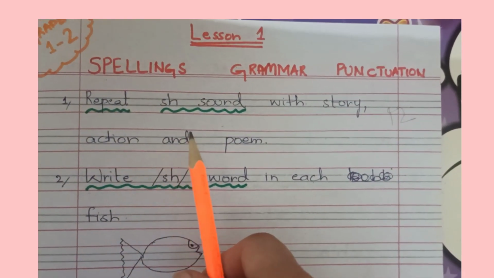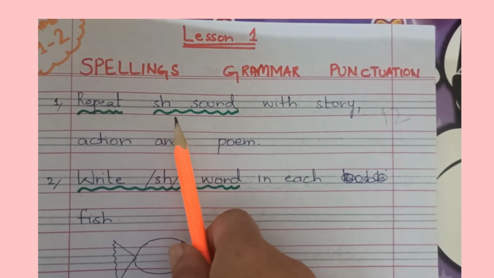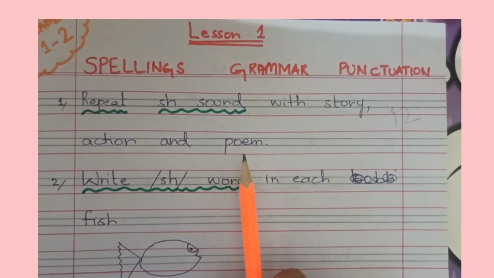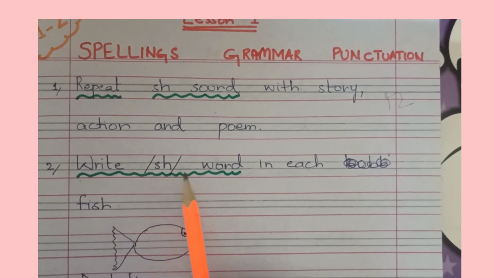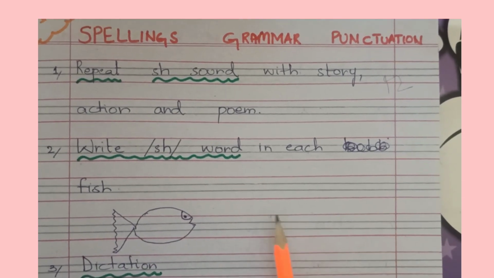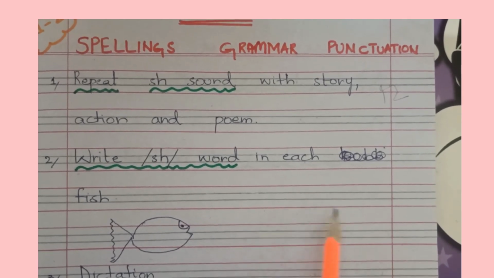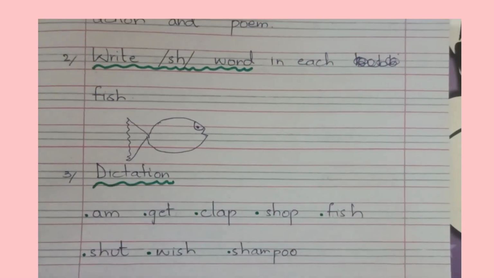The first lesson is about the sh sound. It's a consonant digraph. Repeat the sh sound with story, action and poem. And ask your child or student to write an sh word in each fish. You can make many fishes, at least 4 to 6 fishes. And ask them to write words having the sh sound.